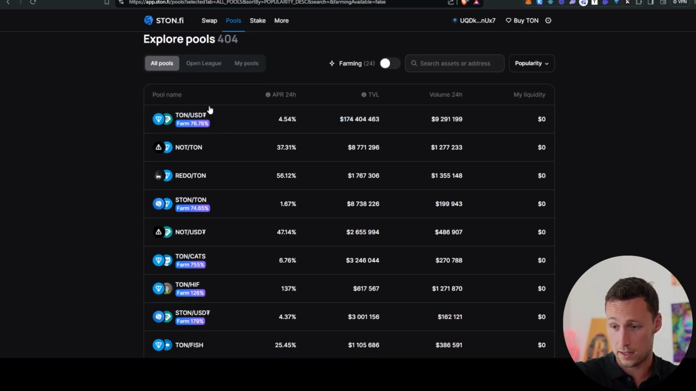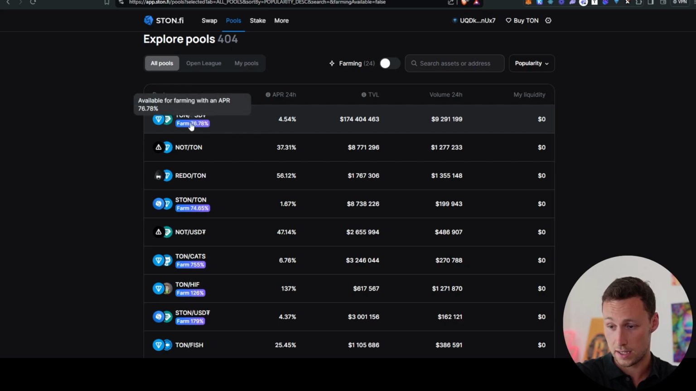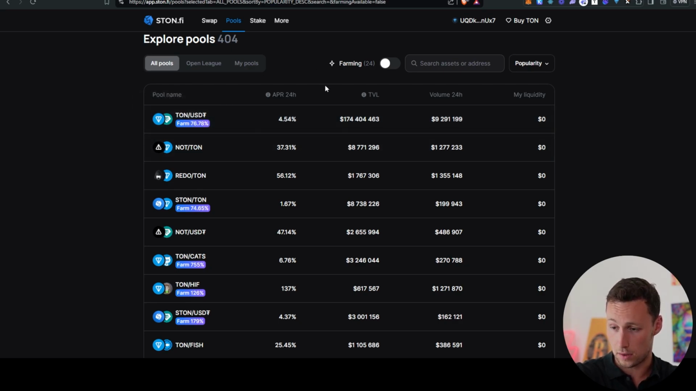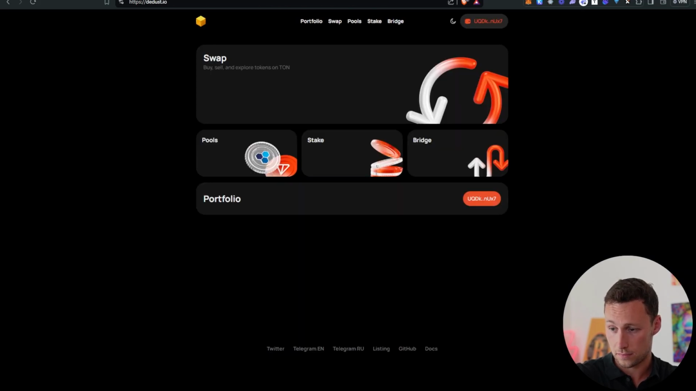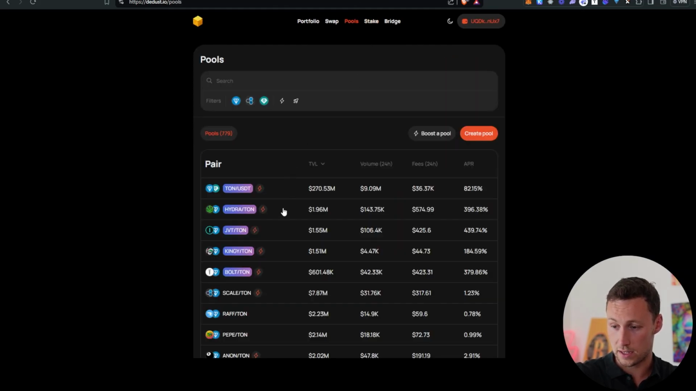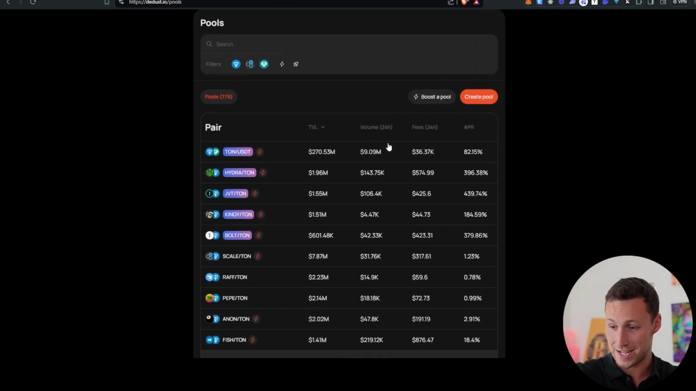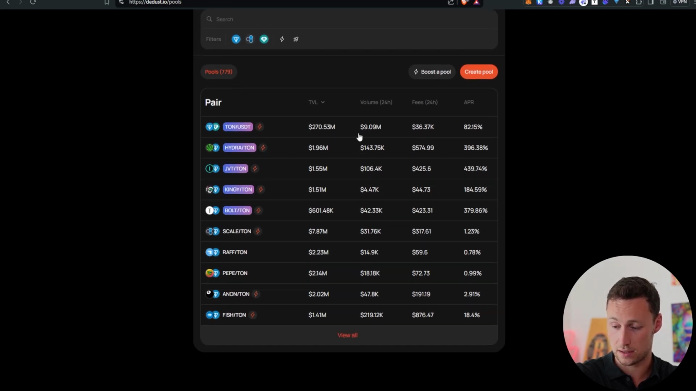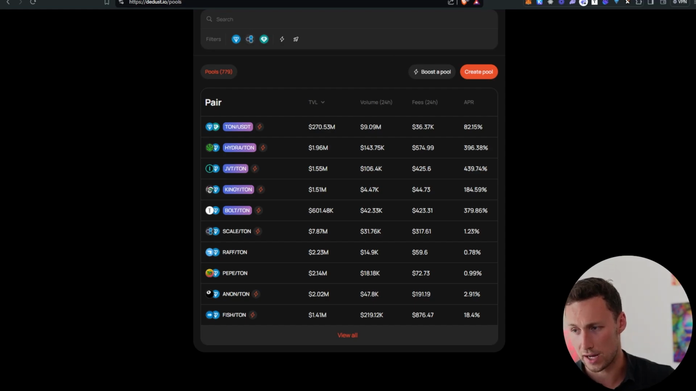Second off, you can earn yield on these. So for example, on ston.fi, you can deposit Ton USDT and you can earn 79% from their token rewards. With DDust, equivalently, you can earn 82% with Ton USDT, so pretty much the same. And then there's a lot of other tokens on here that you can earn even higher rewards on.